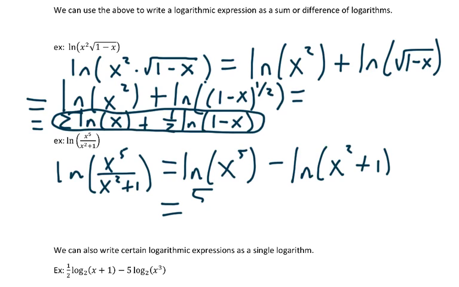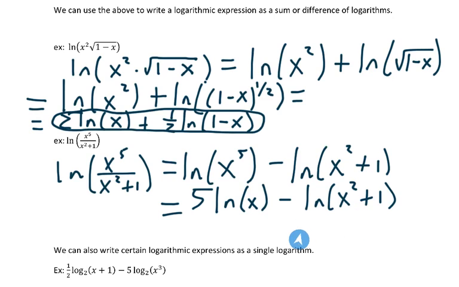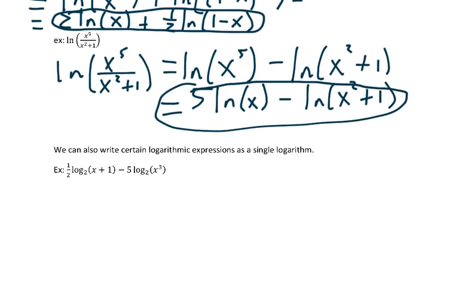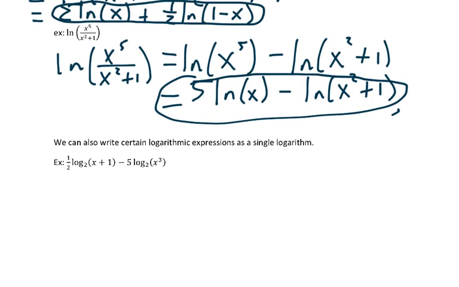So this will become 5 times ln of x minus ln of x squared plus 1. Notice this exponent cannot come down in front because you have ln of x squared plus 1. Basically, because we have a plus 1 here, this exponent cannot come down in front. So our answer is just this. Okay? And what we can also do here is go the other way and rewrite this difference as a single logarithm.